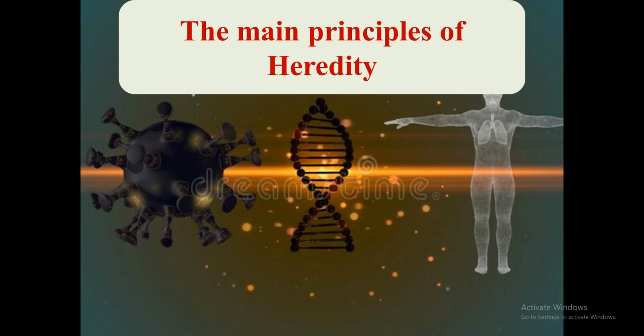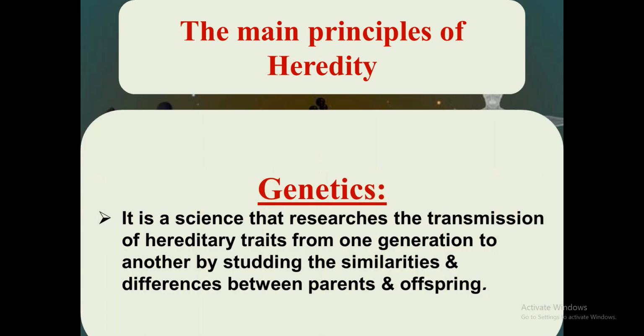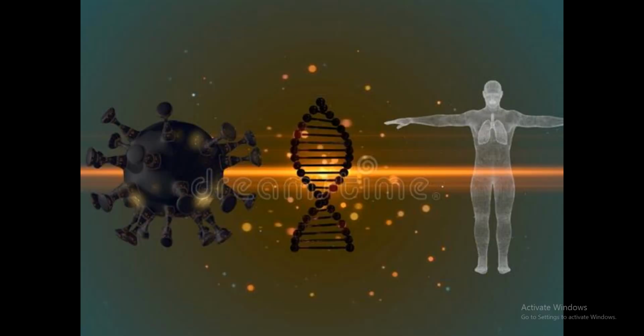This is session number 2 that talks about the main principles of heredity. Let's start. What's meant by genetics? It is the kind of science that researches the transmission of hereditary traits from one generation to another by studying the similarities and differences between parent and offspring.